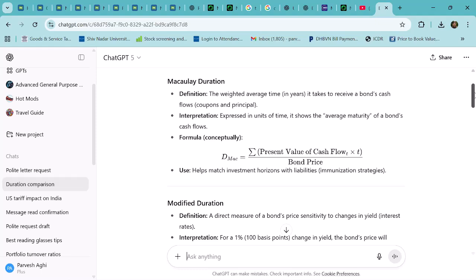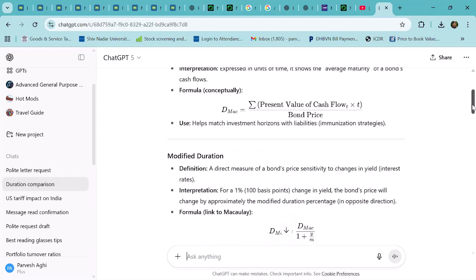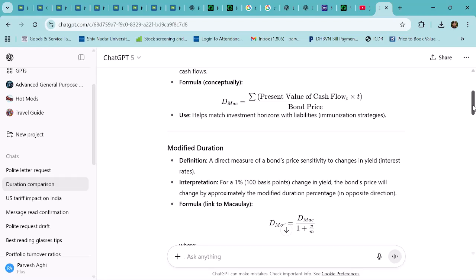Okay, so you don't have to remember the formula at all because the Macaulay duration will be given to you all the time. Okay, fine. So now we come to the second part. We'll do a question so that you can understand to calculate the Macaulay duration.